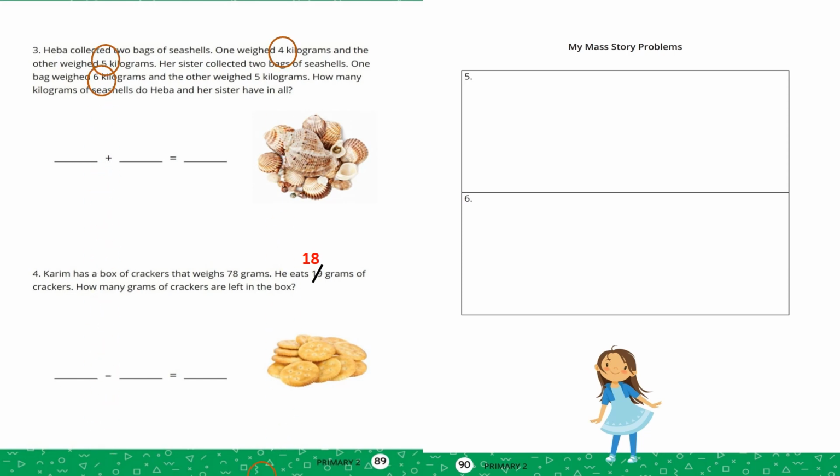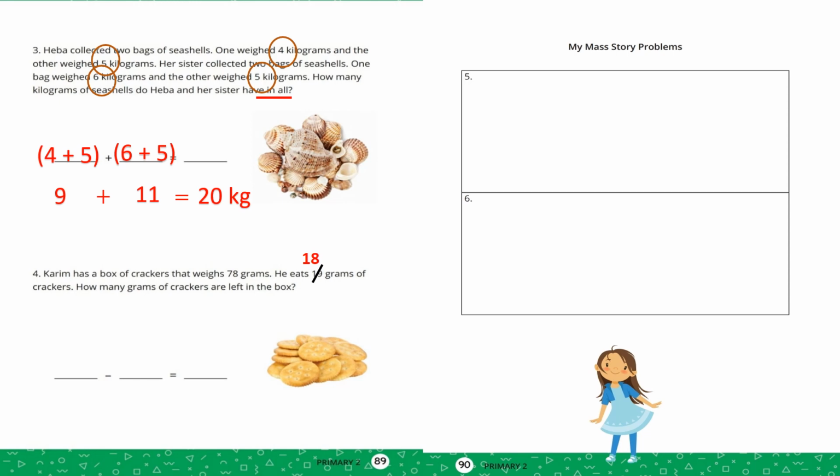Circle the numbers, underline the keyword. The keyword here in all, it means plus. Then write 4 plus 5 plus 6 plus 5. 4 plus 5 equals 9. 9 plus 6 plus 5 equals 11. Then 9 plus 11 equals 20 kilograms. Number 4, you can solve it.